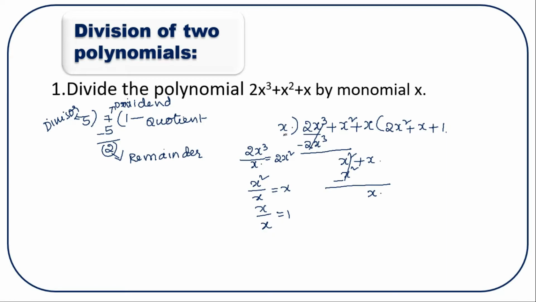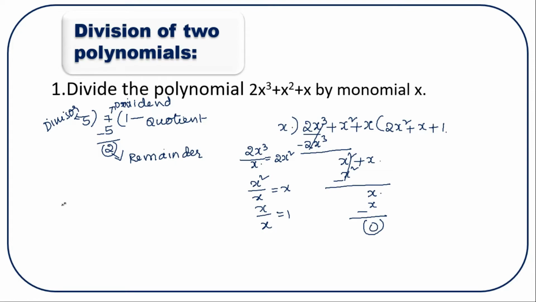Clear? Now multiply x with 1. x into 1 is x. Now subtract. We got the remainder 0. So now we got the remainder 0. That we can say x is the factor of this polynomial.